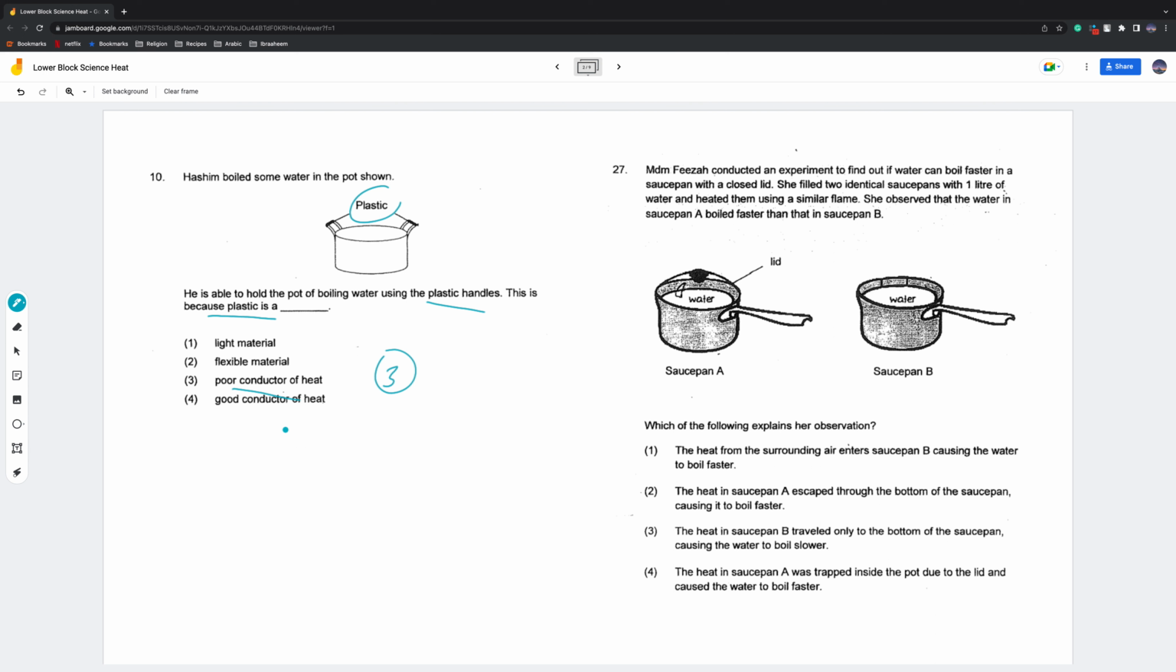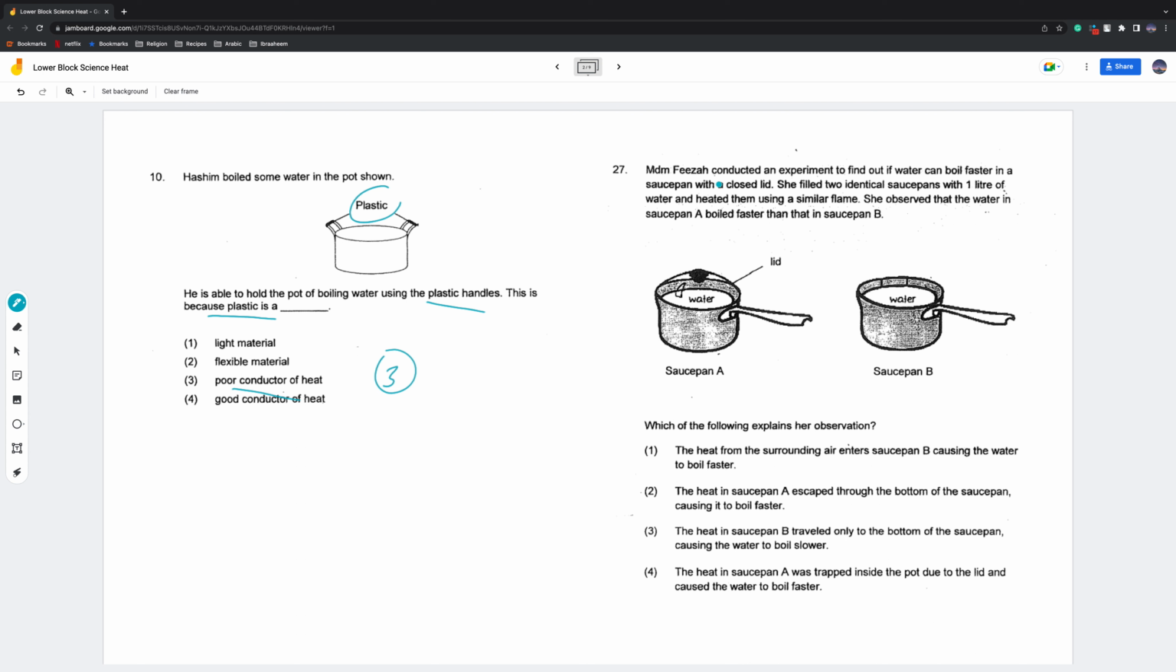Some students just focus on poor conductor or gains heat slowly, and then when they do questions that require them to talk about losing heat, they get confused. So later on we'll see how we apply all this.